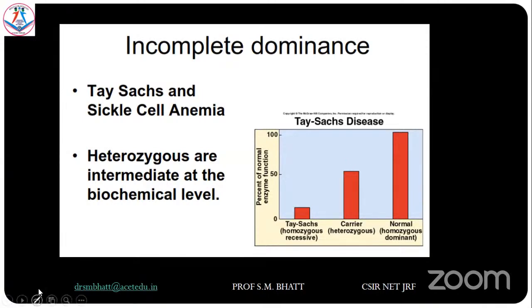In incomplete dominance, those who are heterozygous are carriers. Heterozygous condition, they are carrier. If they are homozygous dominant, they are normal. But when they are expressing the disease, they are homozygous recessive. In section C, such kind of graph can be given, and they can give you the four types of conditions related to the disease, right?